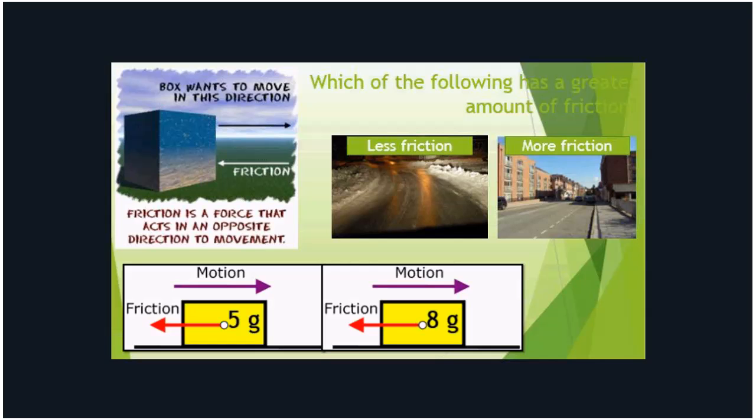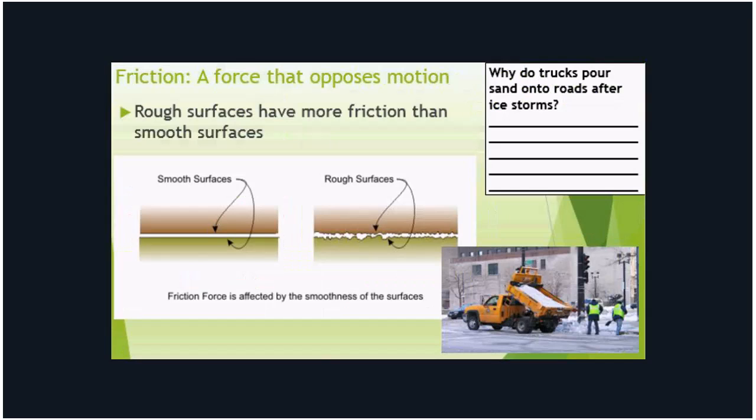The 8 grams has more friction because it has more mass, more weight, harder to push, more friction. The 2 pictures at the top have a picture of an icy road and a picture of a tarred road. When something is icy, it has a very smooth surface, similar to the picture on this side. It's easier to push an object on a smooth surface, so it has less friction. There's less of a force opposing you or pushing you back when you try and push forward.